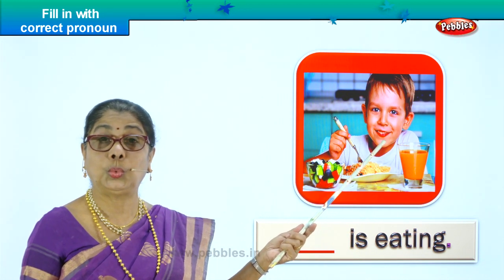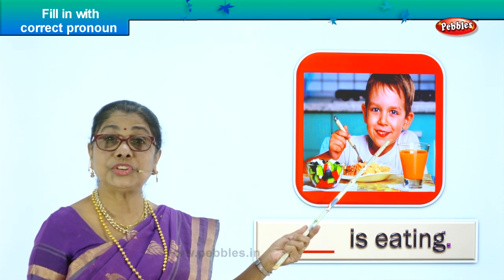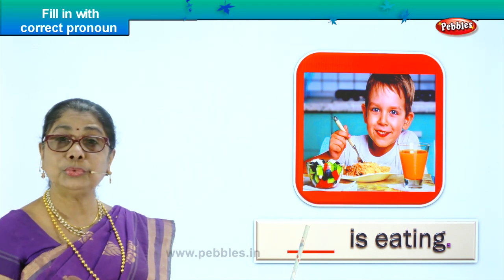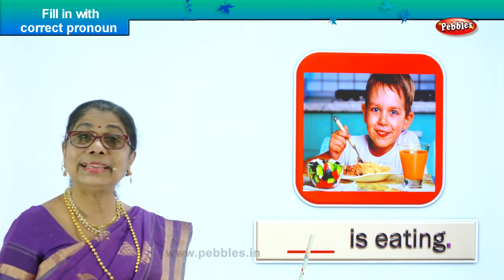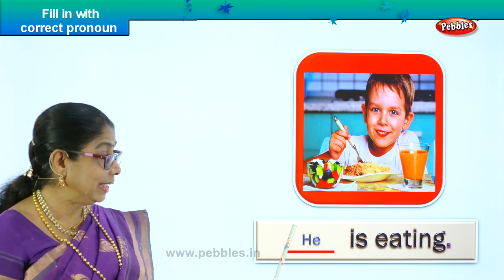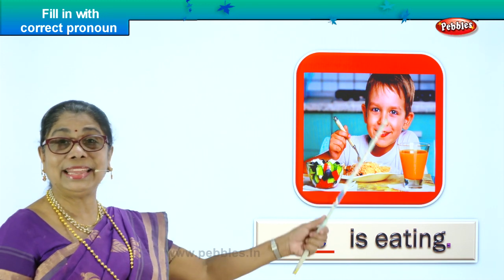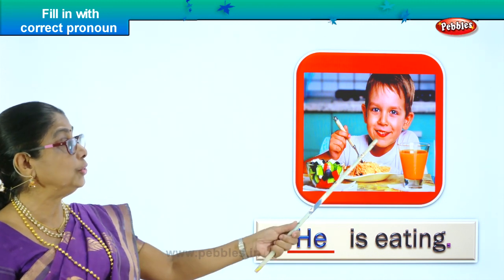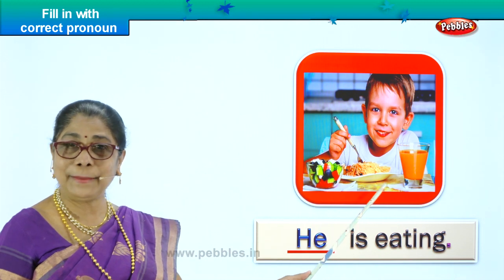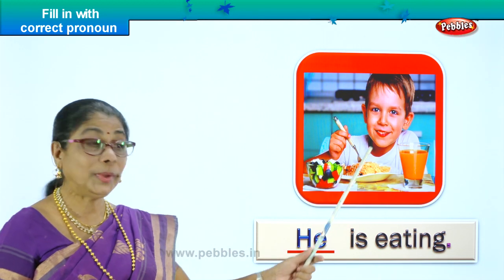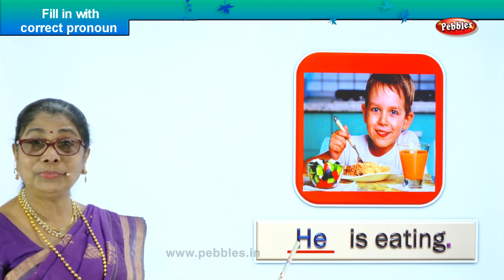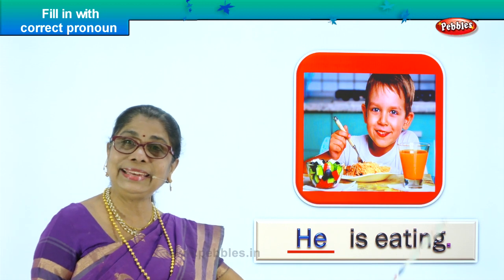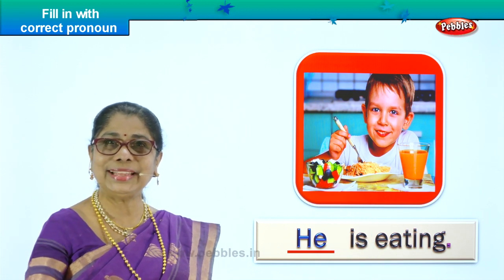No. Then what can we use? She? No, she is for girls only. So what's the pronoun that we're going to use here to complete the sentence? He. Very good. He is eating. He's eating his breakfast or lunch, whatever. So he is used. We are not using his name. This is the little boy. So we use the pronoun he and we completed the sentence. He is eating. Did you like it? Did you enjoy the exercise?